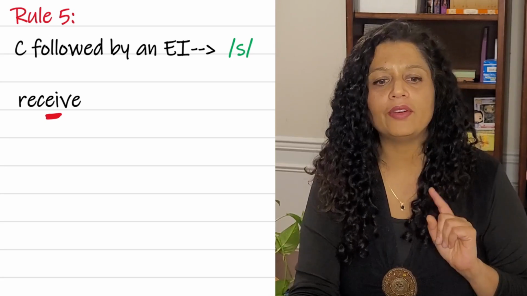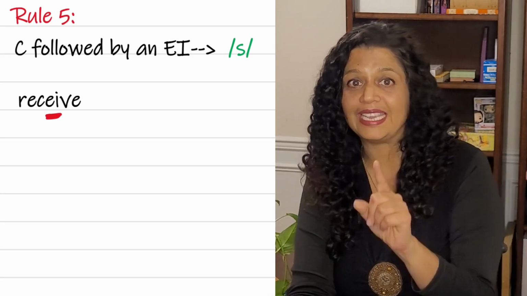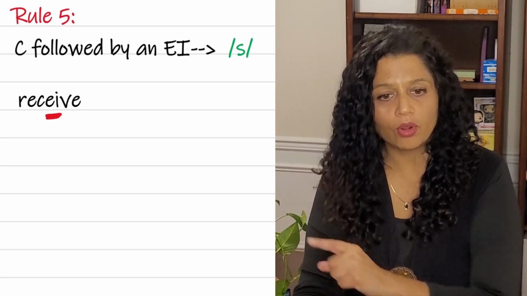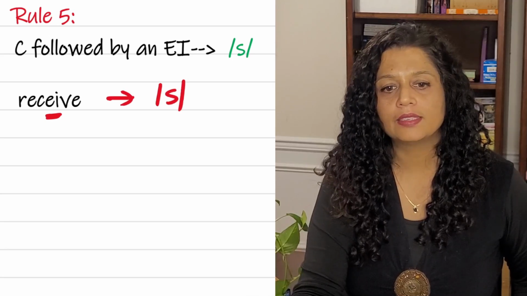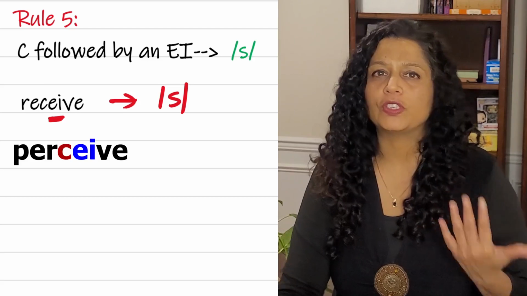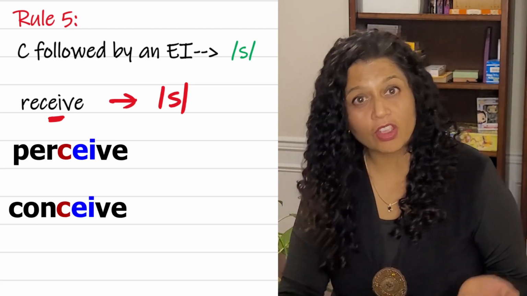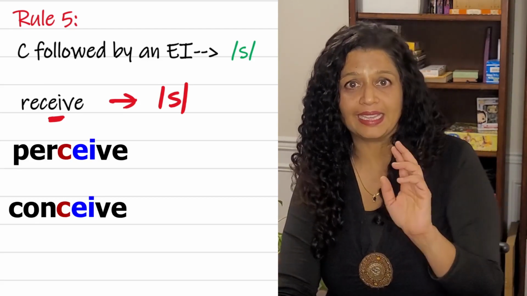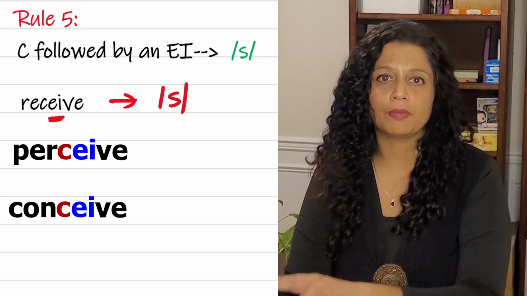All right, so when the letter C is followed by the vowels E and I in that order, it makes the S sound. So that would be a word like receive, perceive, conceive. In all of those, the C is followed by the E-I combination and it makes the S sound. Okay, there is one other sound the letter C makes, and that is the sh sound.